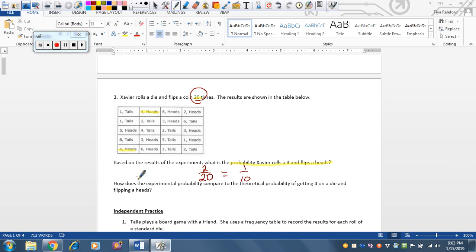Now this is where we go back and we do it the old way. It says, how does the experimental probability compare to the theoretical probability of getting a 4 on a die and flipping heads? So we want a 4 the first time. What's the probability of rolling a 4? One out of 6. And what's the probability of flipping heads? 1 out of 2.